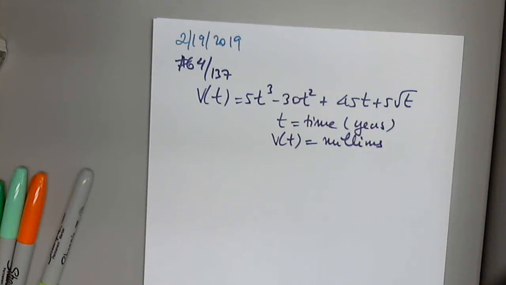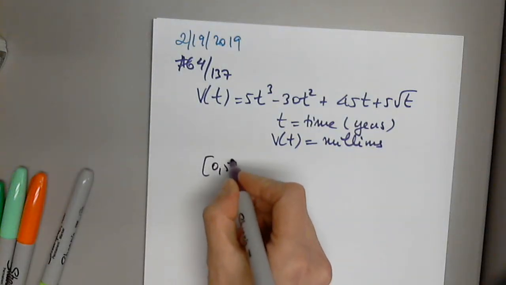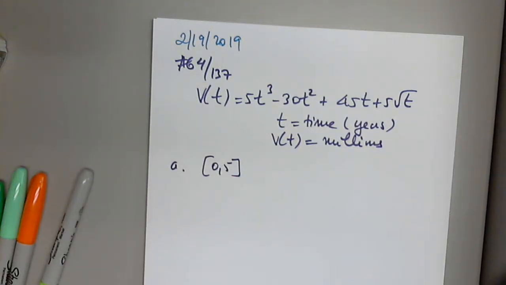Now, part A, it says graph V over the interval 0, 5. So on the interval 0, 5, part A, we're asked to graph. In the next chapter, we're going to graph a lot of these functions. I'm not going to bother with it right now. I just want to use the graphing calculator. Okay, so in y equals, clear everything else if you have anything in there, and just put in the function.